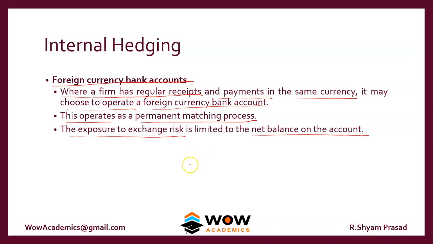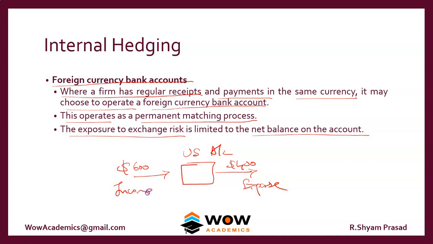For example, an Indian company has a US account. Okay, US account. The US account is going to get $600 as inflow, and it also has to pay around $400 as expense. So this is their expense and this is their income. So how much should be hedged? The hedging should be only for the $200 because the income is going to be paid as a dollar expense. So the balance of $200 alone has to be hedged. Okay, so that is what foreign currency bank accounts are.